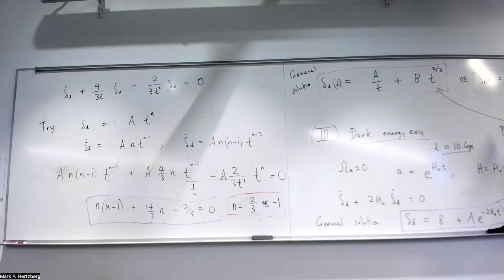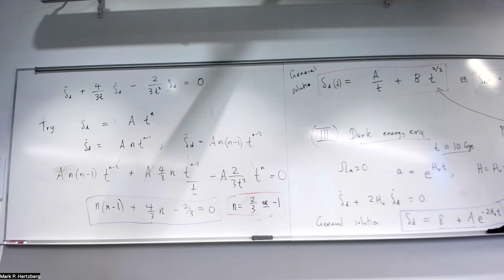Let's summarize how people write this. If you focus on the growing mode in any of these eras, I could write delta of t as some prefactor, which I was calling b, times some f of t. There's some growing function: a log t, t to the 2/3, or a constant. That's the special case, which doesn't do much.